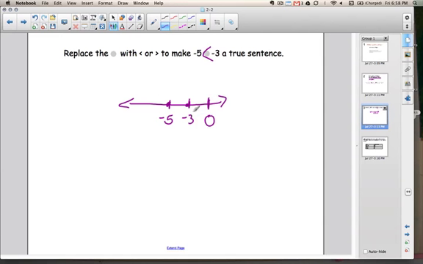Another way to think about it is, because you're probably thinking, well, 5 is bigger than 3, I always like to remind students, think about it this way. Would you rather owe someone $5 or would you rather owe them $3? $3 is closer to being paid off than still owing $5. That's why owing $5 is smaller. You're still farther in debt than you are if you only owe $3.